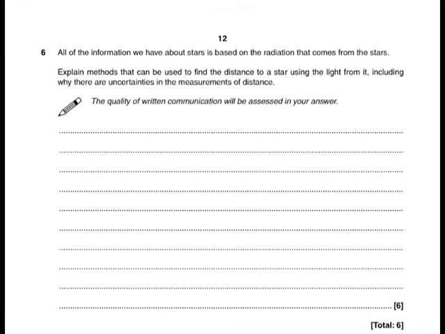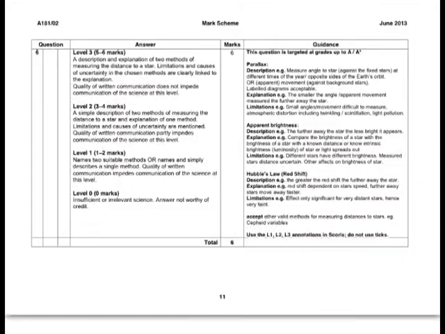So it's asking you to explain the methods and also to explain why there are uncertainties in the methods. So we're looking for you to name the method, describe it, explain it, and come up with any uncertainties. So a 6-mark answer will do exactly that. It'll have described two methods of measuring the distance to a star. It will have described the limitations of the method as well.